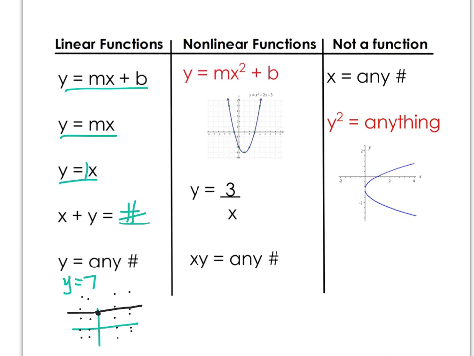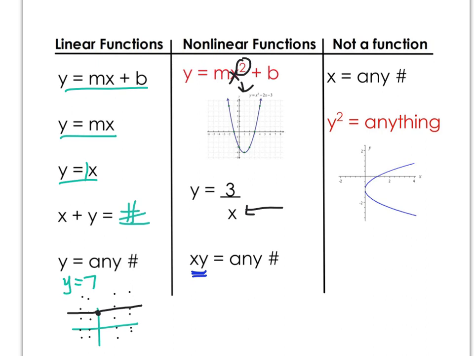For nonlinear functions, anytime we have an exponent with x, that's a nonlinear function. So x squared creates a graph like this, a u or an upside down u. Anytime we have a variable in the denominator like this, that is a nonlinear function. And then anytime our x and y are multiplied, when they're touching like that, that means multiplication, it's a nonlinear function.